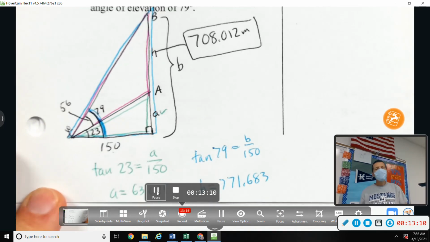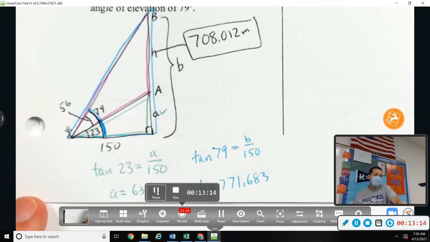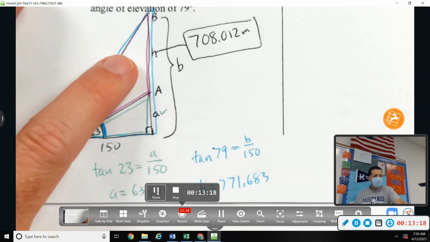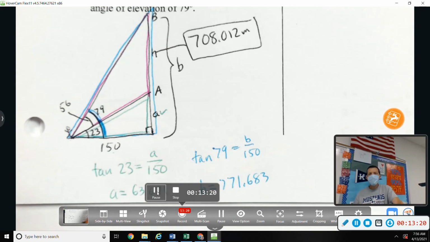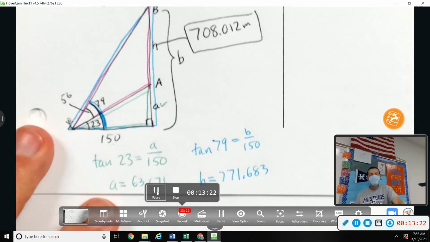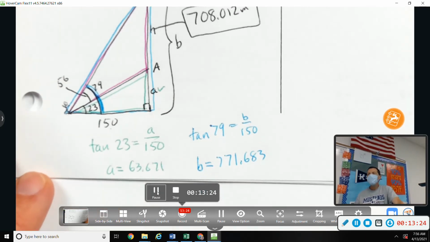And again, there are different ways to work that problem because there's so much information, and it's like three triangles there: the little one, the top one, and the overall one. There's multiple ways to get there, but I think that was the most straightforward way to do it.